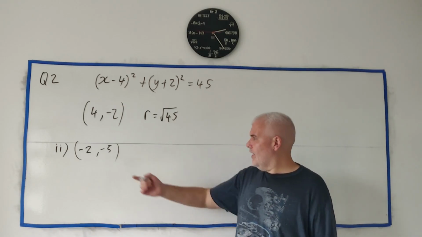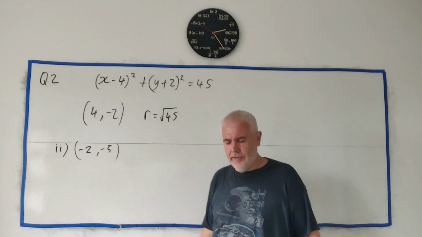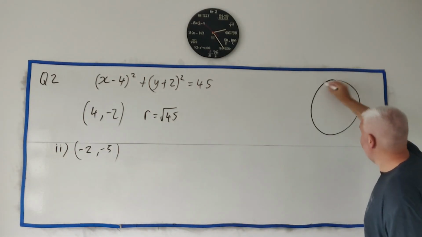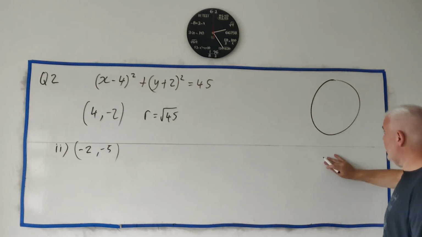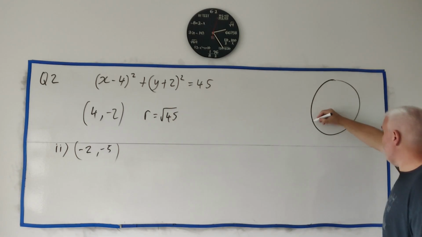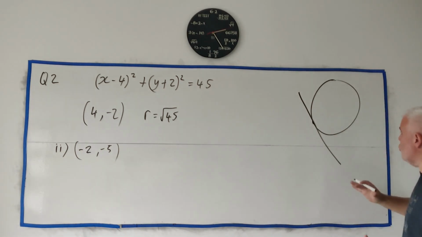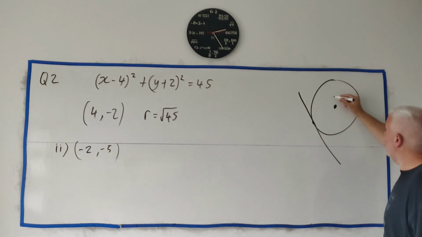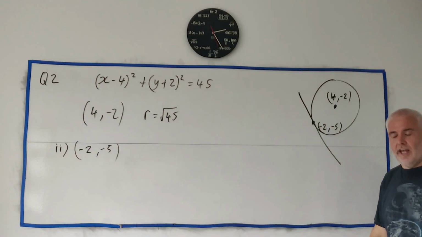In part 2, they give us this point and ask us to find the equation of the tangent at this point on the circle. Let me just draw a circle. It doesn't have to be exact. We could do your best to draw it roughly correctly, but really any point on a circle, it's the same idea. And we should have done this question many times, so you should be used to this. We know the centre of the circle is 4 and minus 2. We know this point over here is minus 2 and minus 5. What's the equation of this line?